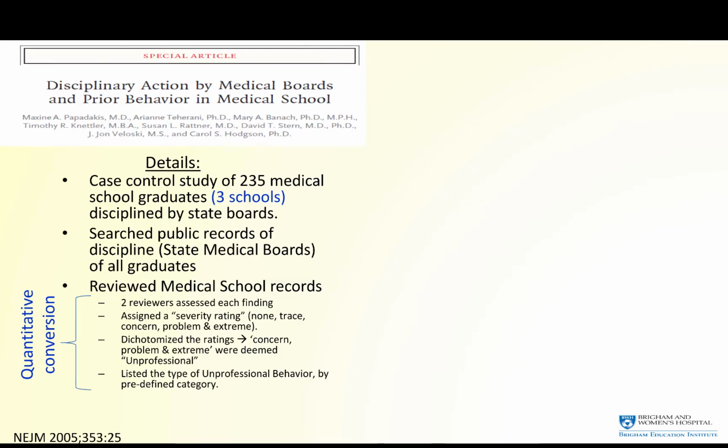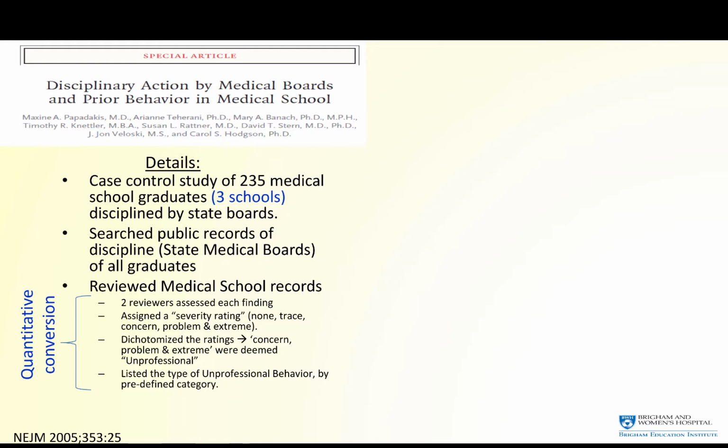Here's an example of one quantitative approach to research. This was a very important article published over a decade ago in the New England Journal, and it looked at disciplinary action taken by medical boards and linked it to prior behavior in medical school. Now, when one thinks about behavior or professionalism issues, that sounds like a very qualitative thing to measure. But let's look at what the authors did.